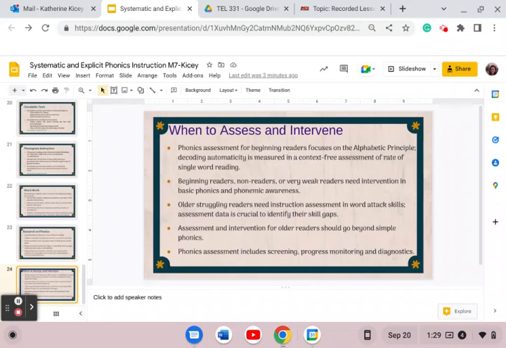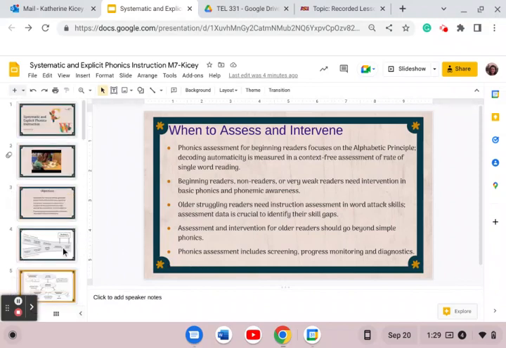So assessments and interventions for older readers should go beyond simple phonics. So if they have passed out of these simple phonics, we should be moving on to seeing how many words can they read per minute. Do they have harder words that they can read, and can they comprehend? Because remember, learning to read, you ultimately want to get a child so that they can read to learn. And phonics assessment includes screenings, progress monitoring, and diagnostics, which we have talked about and will continue talking about. So that is our whole lecture.